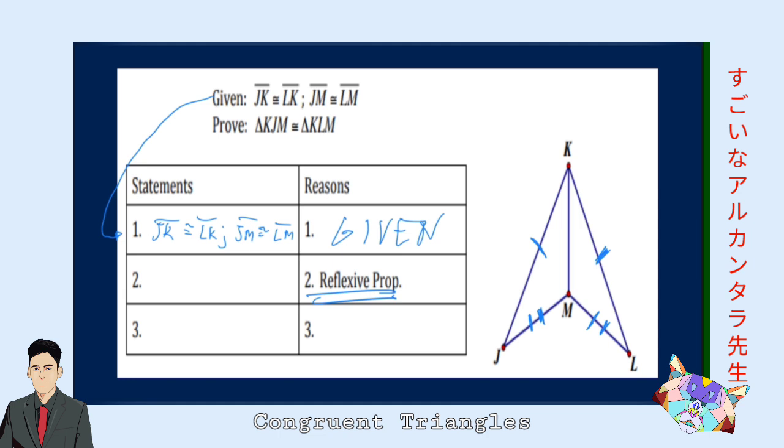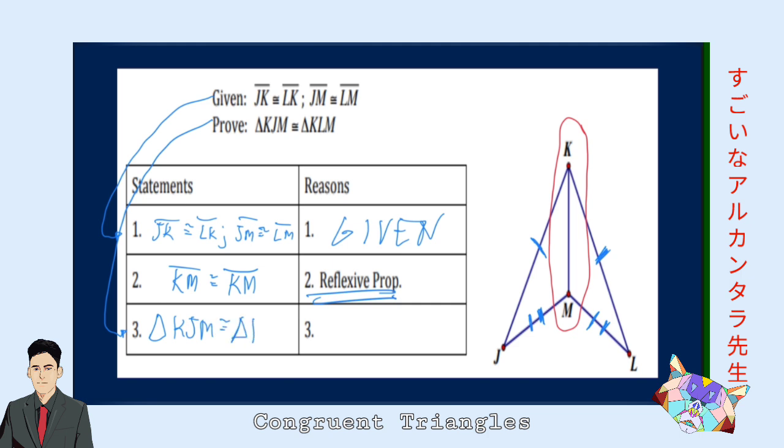Now, reflexive property, we know that KM is the same as KM, because that's the one that they're sharing. So, by reflexive, KM is congruent to KM. And lastly, the proving part, let's put it at the last one. Triangle KJM is congruent to triangle KLM. And this is by SSS postulate. Why? Because everything that we're talking about here are just sides. No angles involved. It's SSS.